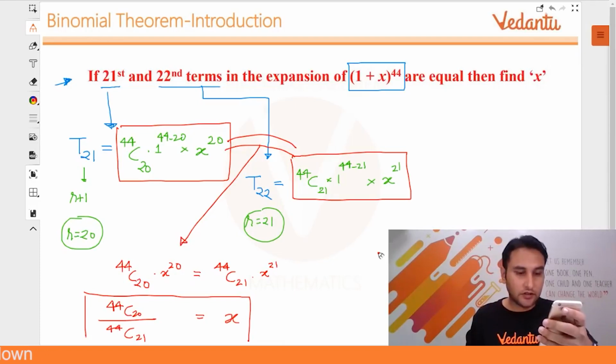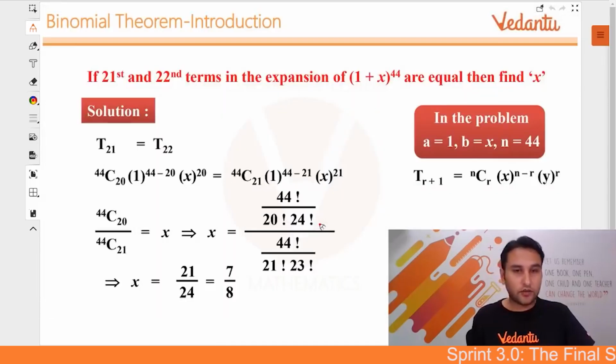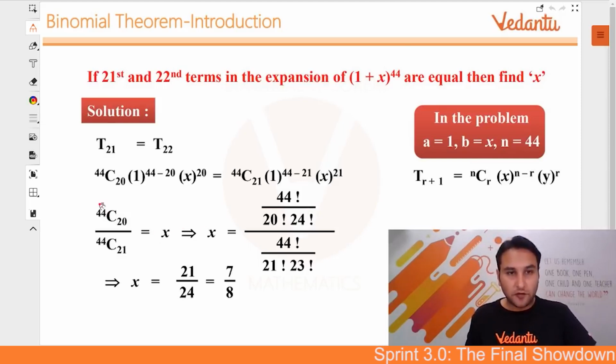Yes, Nishek, you are right. Answer will be 7 by 8. Sana Khan, check, it should be 7 by 8. Others? Yes, 21 by 24. Yeah, cool. Check your calculations here. You must have reached till here.